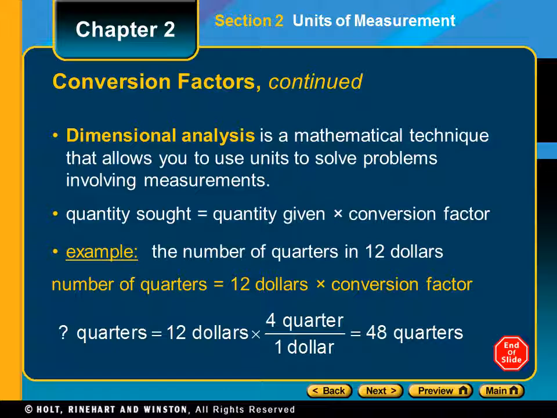So your conversion factor is going to be 4 quarters over the dollar, because you've got dollars on the top, dollars on the bottom. They cancel out. 12 times 4 quarters is 48 quarters. You can set up every chemistry problem the same way, and you will be expected to.